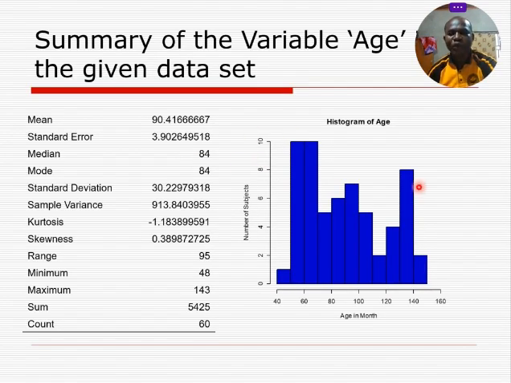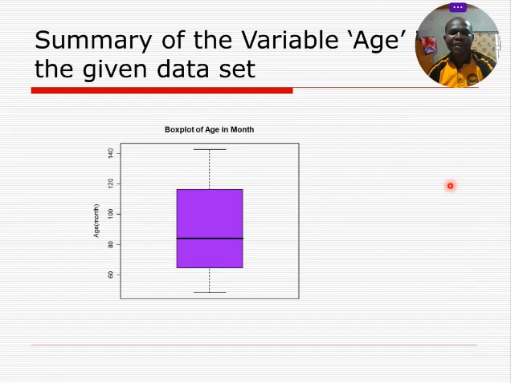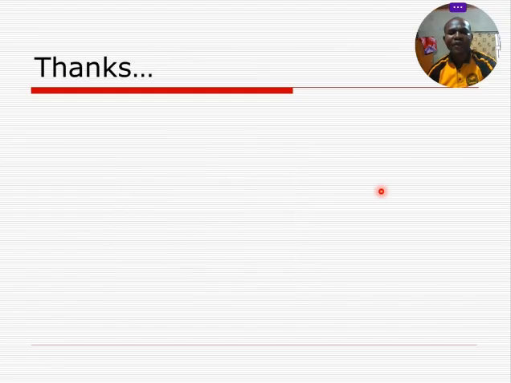So we have an example of the summary of age here in this given data, and you have it in a histogram. Recall that the histogram is used to present continuous data, while our bar chart is used for categorical variables. Bar chart and pie chart are used for categorical variables. Of course, the box plot is used for continuous variables, and that is as much as we're going to take in this particular class.